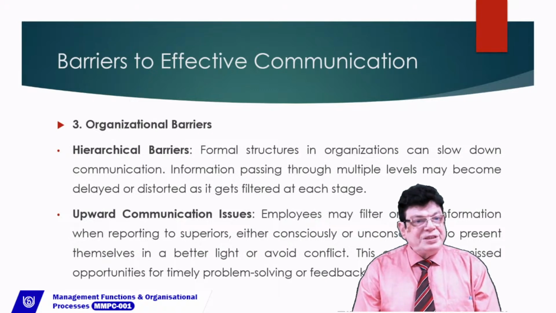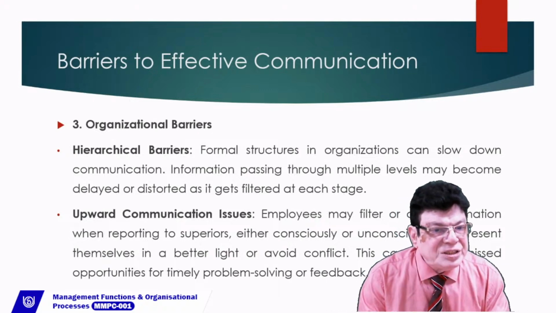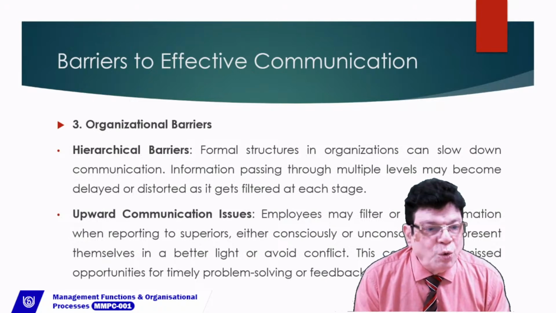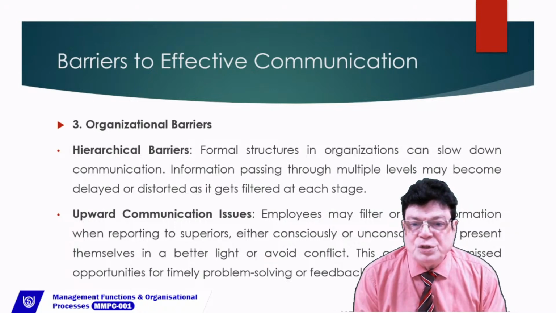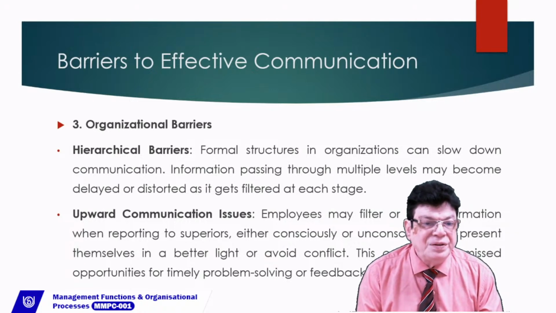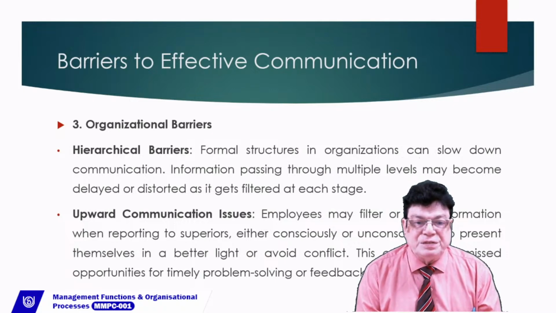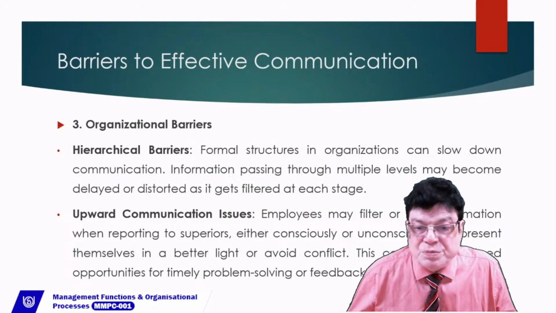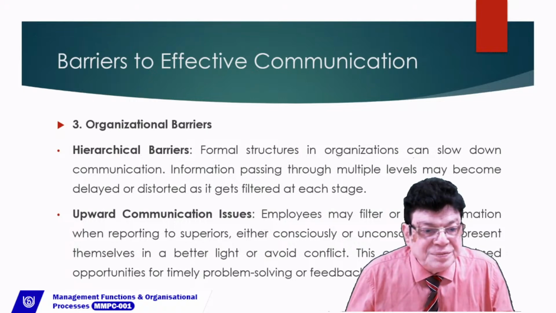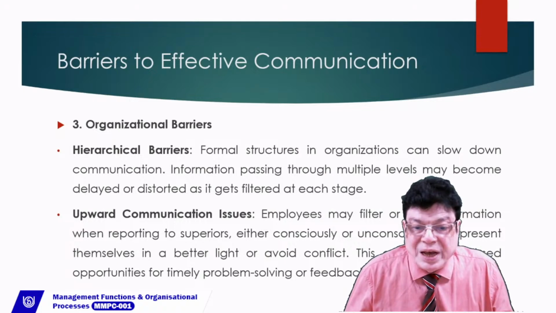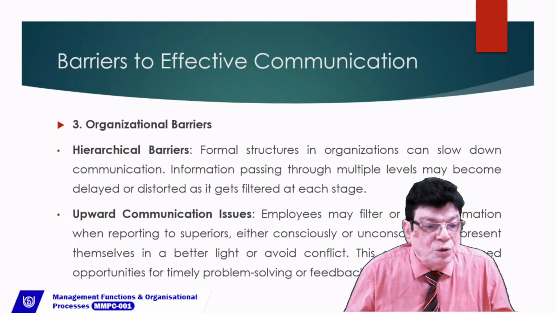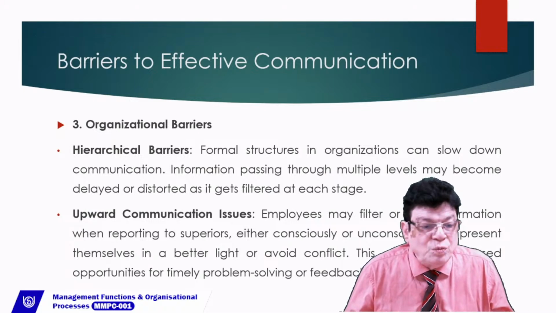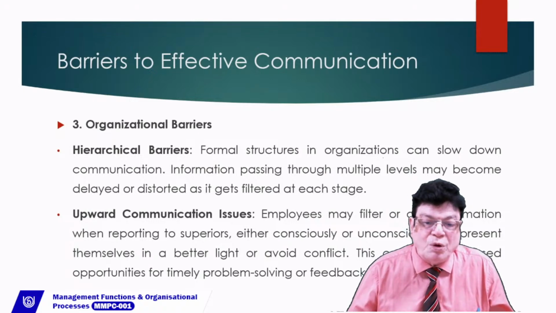Barriers to effective communication: organizational barriers, hierarchical barriers. Formal structures in organizations can slow down communication. Information passing through multiple levels may become delayed or distorted as it gets filtered at each stage. Upward communication issues: employees may filter or alter information when reporting to superiors, either consciously or unconsciously, to present themselves in a better light or avoid conflict.